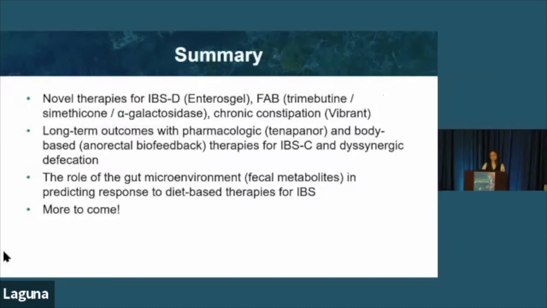So in summary, today I covered some abstracts that discuss novel therapies for IBS-D, functional abdominal bloating, and chronic constipation, and also examined long-term outcomes for current treatments, including tenapanor and anorectal biofeedback for IBS-C and dyssynergic defecation. And then lastly, I highlighted an abstract studying the gut microbiome or microenvironment in predicting responses to diet-based therapies.